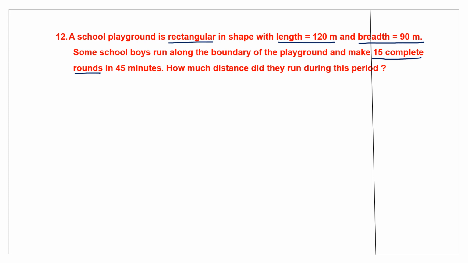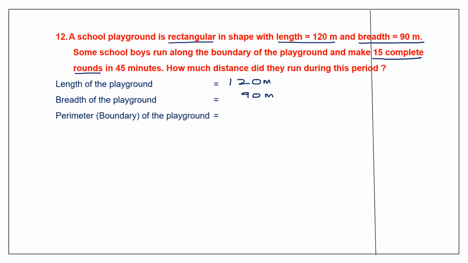So we're talking about a rectangle here. We need to keep that in mind. So let's begin. Length of the playground is 120 meters given to us. Breadth of the playground 90 meters also given. Now we need to find the perimeter, which is the boundary. Here it says some school boys run along the boundary, isn't it?